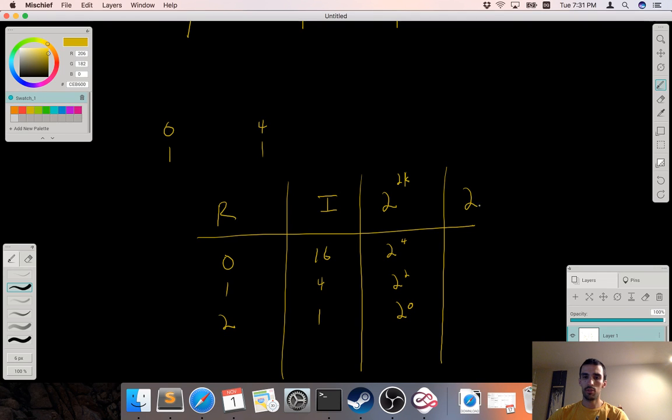So here's our new formula. 2 to the log base 2 of 8 minus r minus 1. And then all of this times 2.